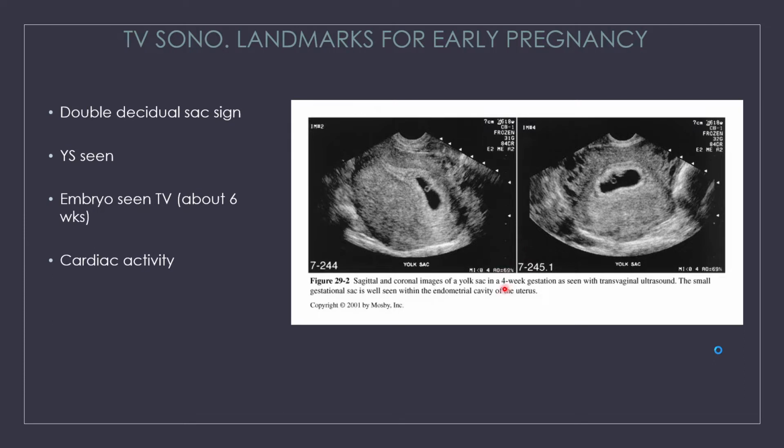This says that there is a 4-week gestation seen. However, we will usually never see that embryo at 4 weeks. So honestly, I feel like this is more of a 5 to 6 week, because we can see the yolk sac and we can see an embryo. So the gestational sac, which we see here with the double decidual sac sign, we see that at 4 weeks. That's our first indicator of a possible pregnancy. Now the yolk sac we should see by 5 weeks.